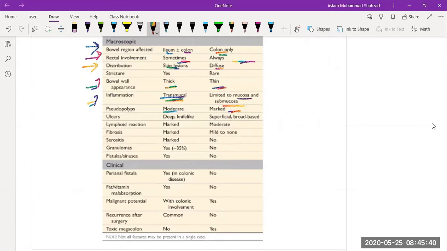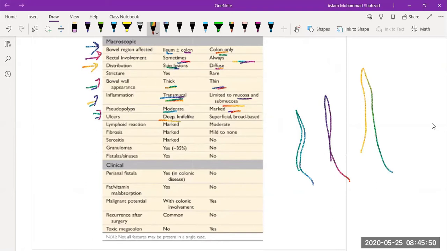Then when we talk about the ulcers, they are more deep and knife-like. I already mentioned finger-like projections, very sharp, as it is transmural, so obviously it goes more deep. That's why they look like a knife-like structure. Whereas ulcerative colitis is more superficial because it is limited to the mucosa and submucosa. That's why they look like a formation of pseudopolyps.